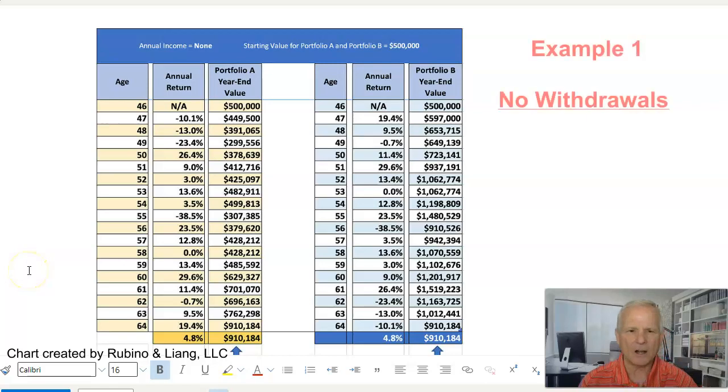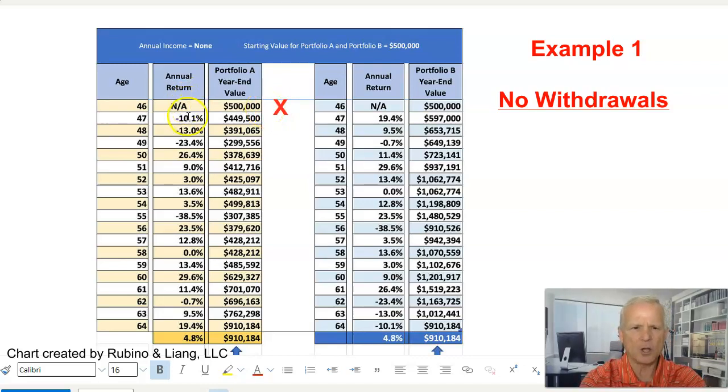This first example we're going to look at, there's no withdrawals taking place yet. The second example, we'll look at the differences once we start taking withdrawals. Let's take a look at our chart here. We're going to start on the left-hand side. Our portfolio value is $500,000 to start with.